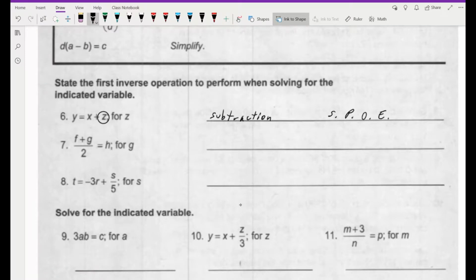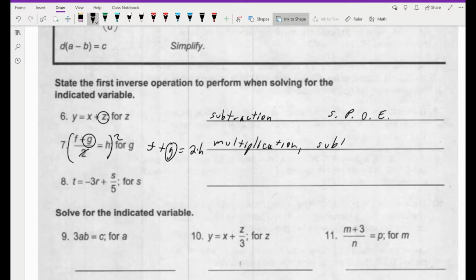For number 7, we're solving for the variable g. Well, in order to do this, we have to first multiply both sides by the number 2, because we need to get rid of the 2 in the denominator. So it's going to be multiplication property of equality first. We'll just call it multiplication. If we multiply both sides by 2, we will get f plus g is equal to 2 times h. And we're solving for g. So the question is, how do we get rid of the f? How do we move the f to the other side? Right now it's a positive f, so we will subtract f. So the next inverse operation will be subtraction.